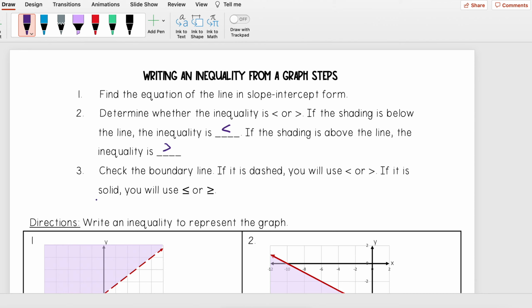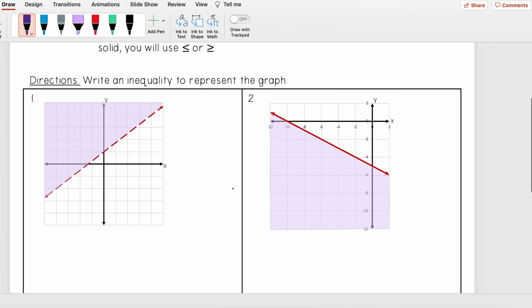and if the shading is above the line, the inequality is greater than. And then thirdly, we need to determine whether we need that line underneath our inequality or not, and that's going to be based on whether it is a dashed or solid. And so if it's a dashed line, we'll leave it as strictly less than or greater than. However, if it's a solid line, we're going to be putting that line underneath, so it'll be less than or equal to or greater than or equal to. So let's look at a few examples.